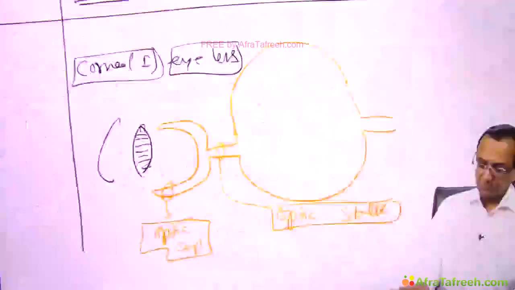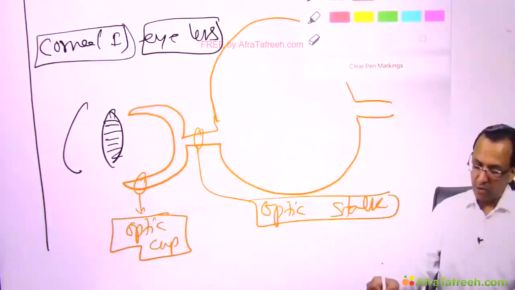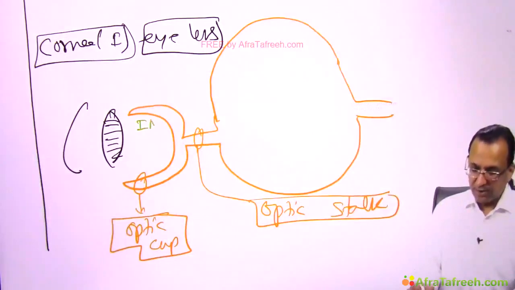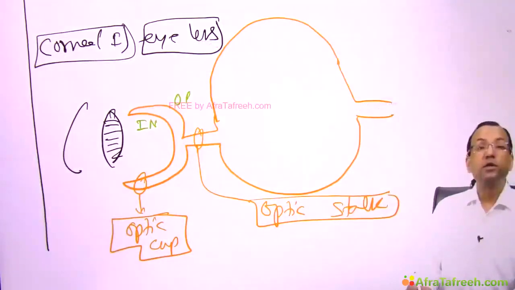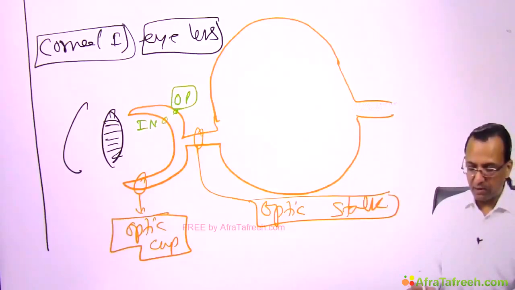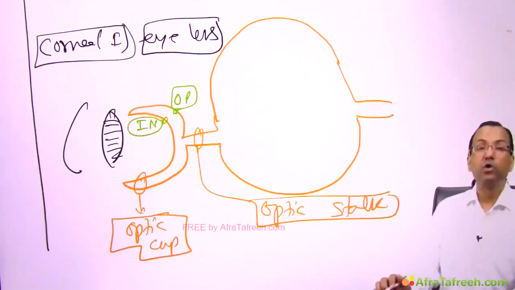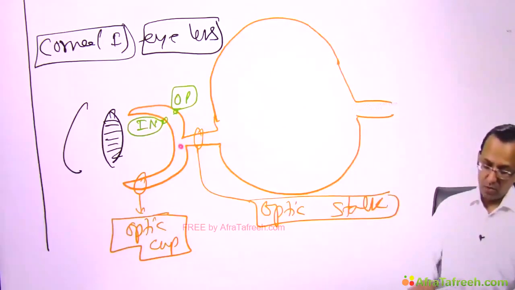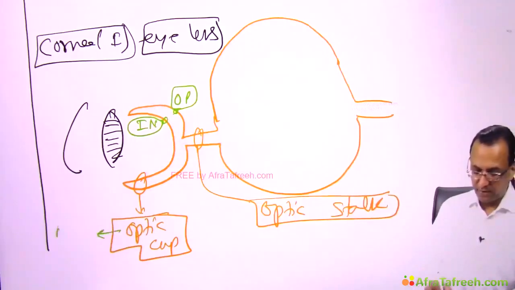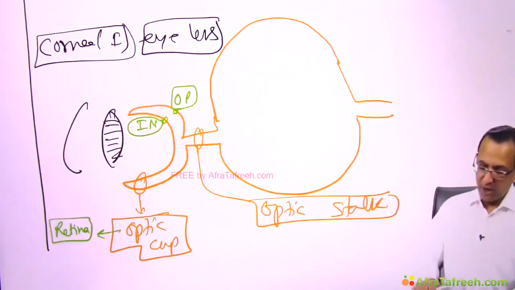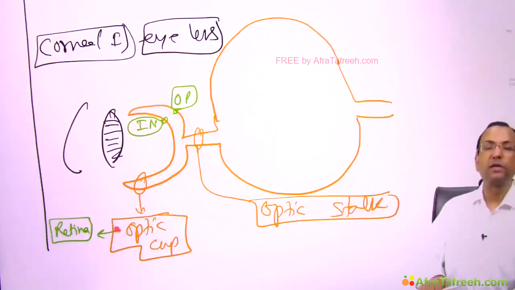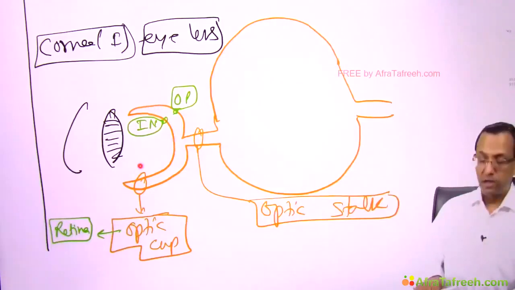You see here, there will now be one inner neural layer and an outer pigment layer. So the optic cup has an outer pigment layer and an inner neural layer? Yes, it will form the two layers of retina. So the optic cup forms the retina, two layers. The inner layer of retina is the neural layer, and the outer layer is the pigment layer.